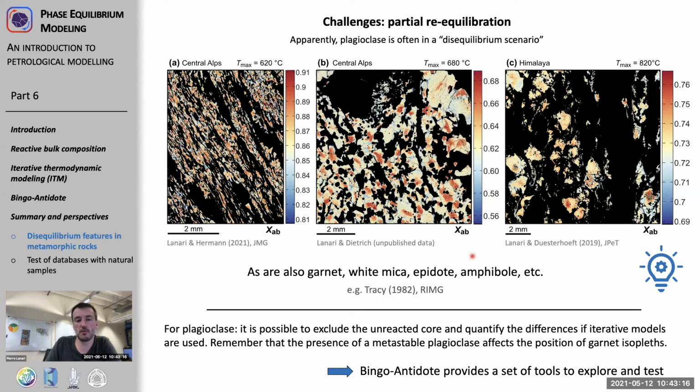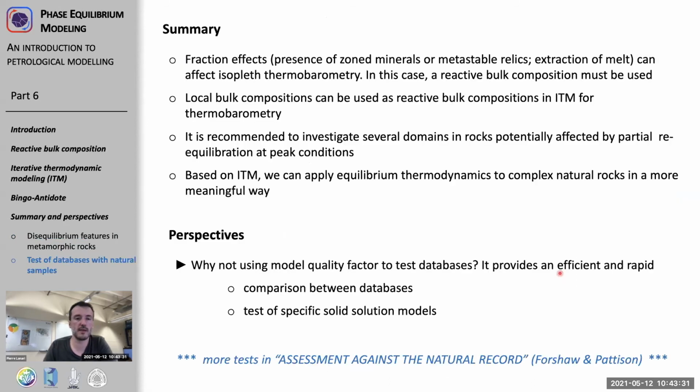Plagioclase is not the only mineral that is often zoned. Garnet can be as well, white mica, epidote, amphibole, and so on. So I think it's important to realize that it might affect the phase diagram more than what we think. And this is my summary slide, where I tried to demonstrate that some fractionation effects are important, and that they can affect isoplate thermobarometry.